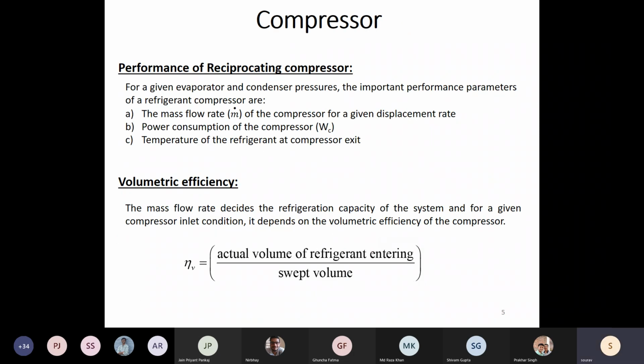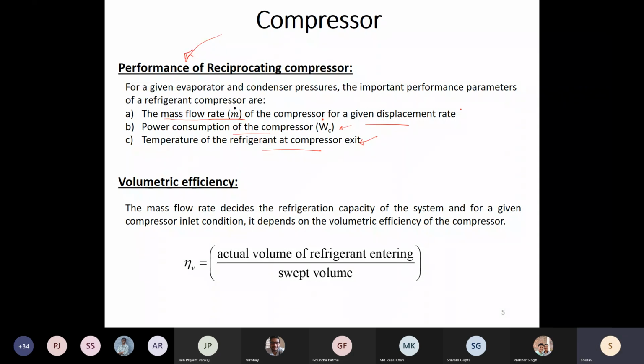So what we are going to focus on in this theoretical aspect of the reciprocating compressor is mainly the performance aspect. Okay, the performance of a reciprocating compressor. What we are looking at when we call it performance is, of course, what is the mass flow rate it can deliver for a given displacement volume. Then what is the power consumption? Very important. It should be W dot. And the temperature of the refrigerant at the compressor exit. Okay, so this is not independent of the power consumption and the operating conditions.